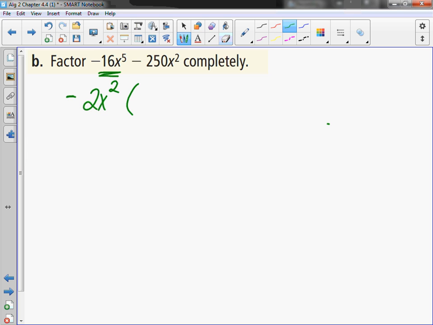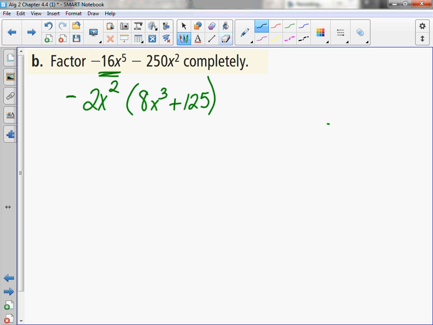And when we factor that out, negative out of a negative makes it positive. 16 divided by 2 would be 8x to the third, because we pulled 2 x's out, so it reduces 5 down to 3. Again, negative pulled out makes this positive. 250 divided by 2 will be 125. And x squared factored out from x squared will simplify out completely. So any questions on this greatest common factor being factored out?